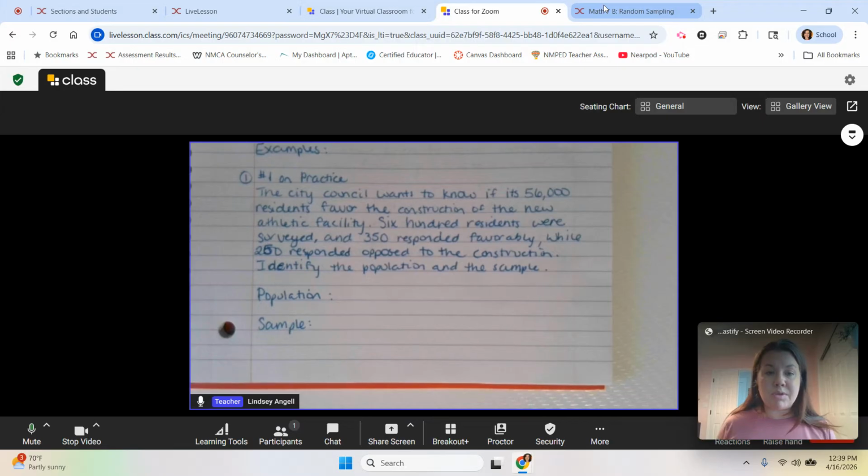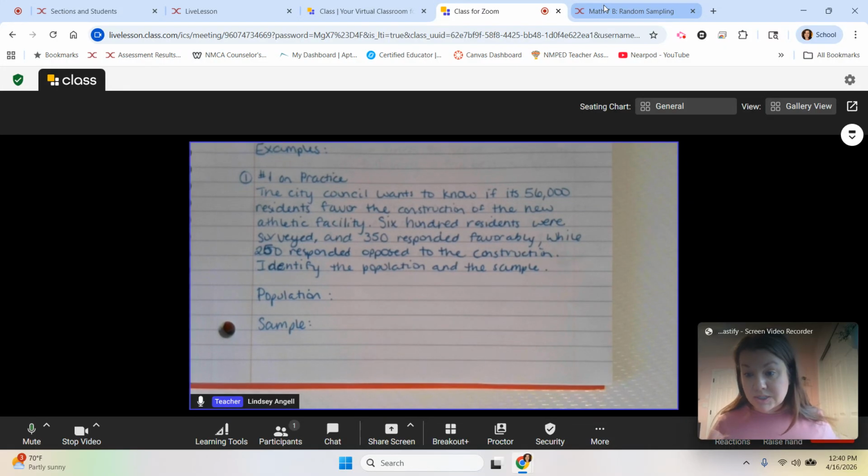The first example that we're going to talk about is number 1 from your practice. The City Council wants to know if its 56,000 residents favor the construction of the new athletic facility. 600 residents were surveyed and 350 responded favorably, while 250 responded opposed to the construction. Identify the population and the sample.